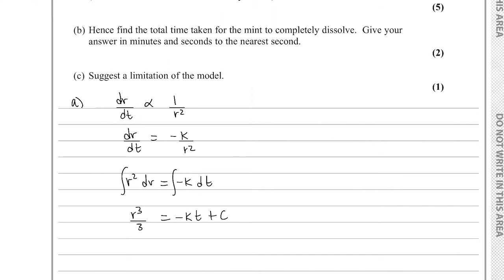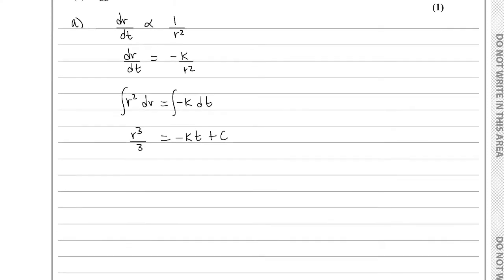It's a good idea now to use the given information. Initially, when t is 0, the radius is 5, so 5 cubed over 3 is 0 plus c. So this means that c is 125 over 3.